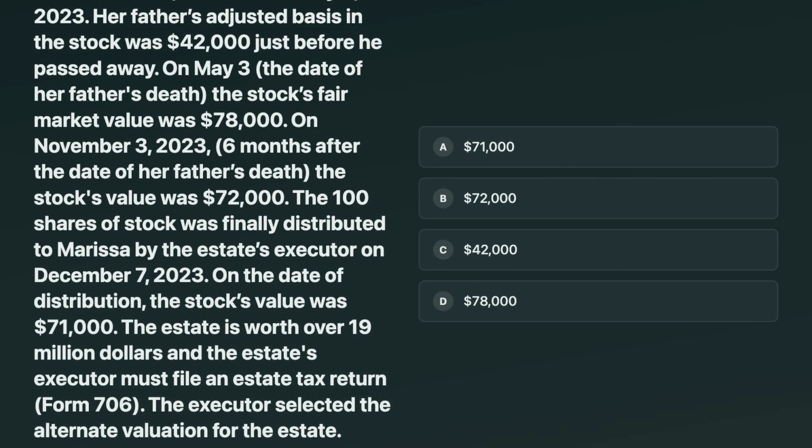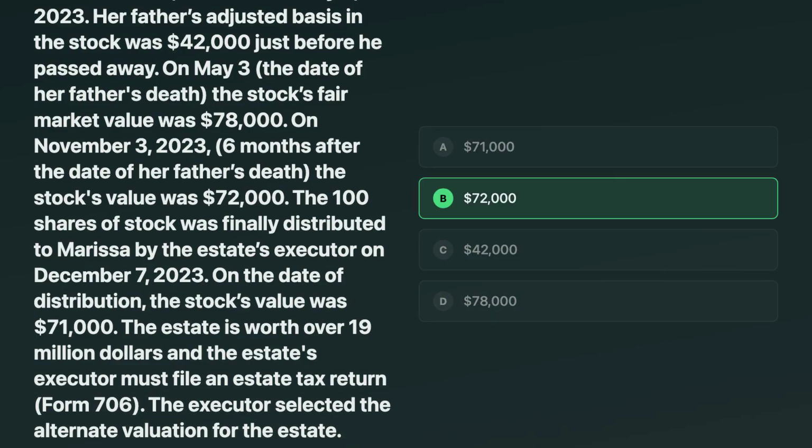Marissa inherited 100 shares from her father, who died May 3, 2023. Dad's adjusted basis was $42,000. The stock's FMV on the date of death was $78,000. 6 months later, November 3rd, it was worth $72,000. The executor distributed the stock December 7th, when it was worth $71,000. A Form 706 is required, and the executor elected the alternate valuation date. What is Marissa's basis? Think about it.